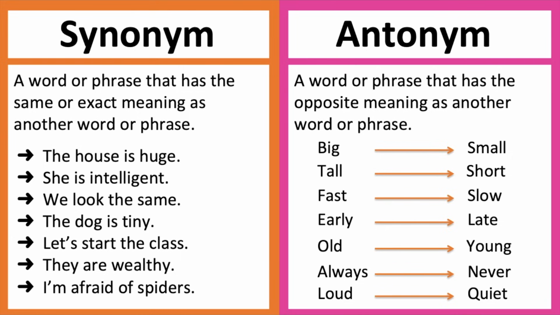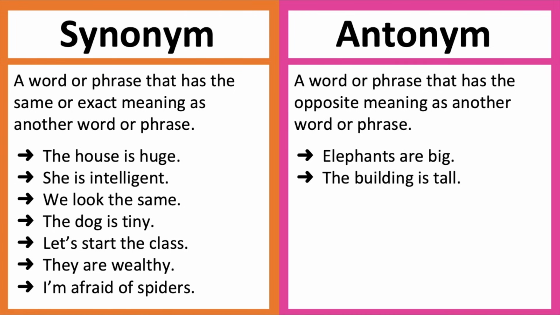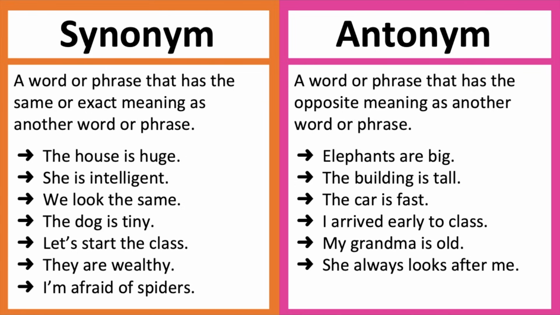Now let's look at some example sentences. Elephants are big. The building is tall. The car is fast. I arrived early to class. My grandma is old. She always looks after me. The music is loud.